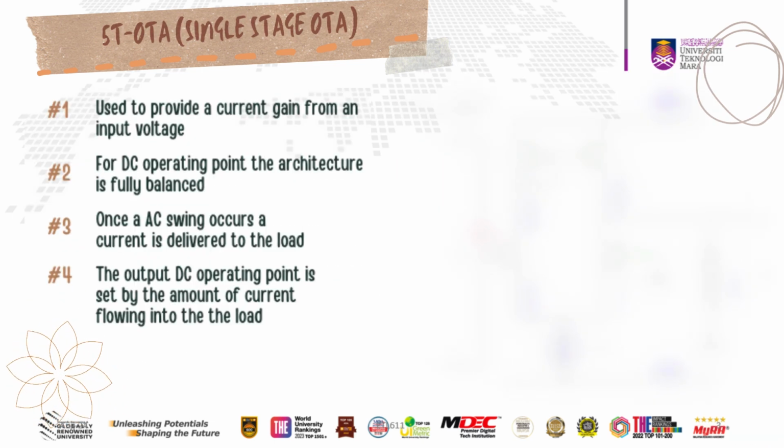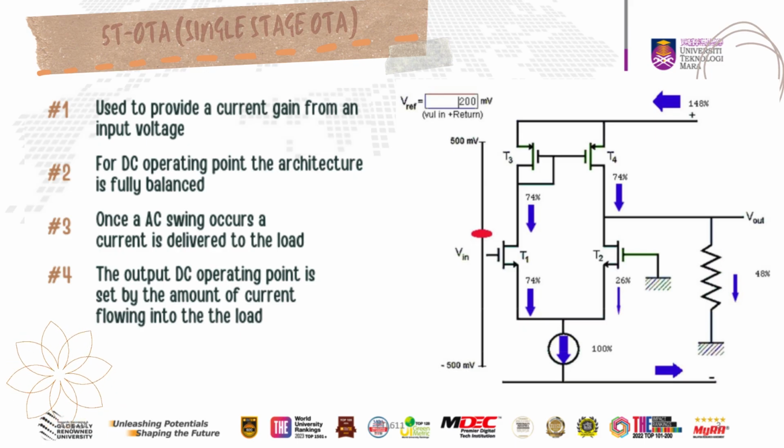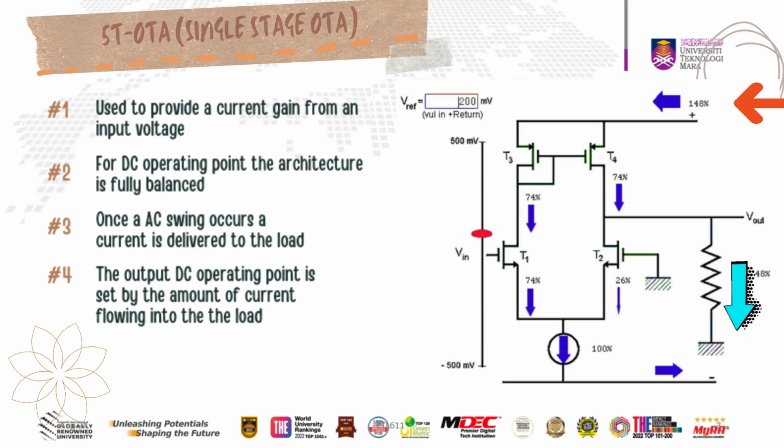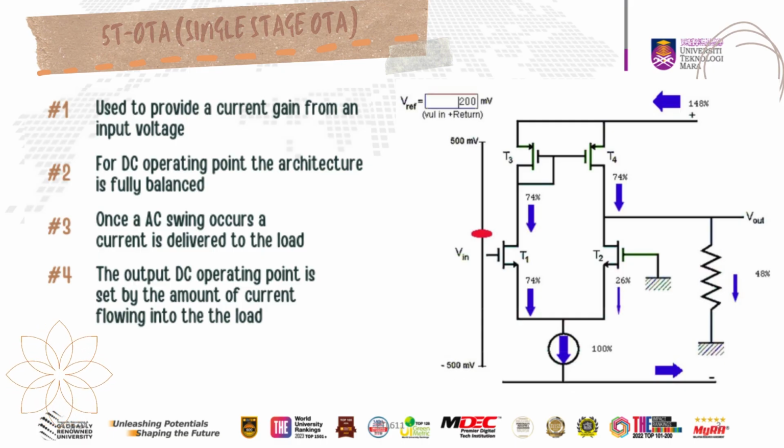The circuit diagram here includes several arrows that depict the direction of current flow. The input voltage Vin is shown to be ranging between 500 millivolt to negative 500 millivolt. At the 200 millivolt input applied, the current output is 48% of the total 148% of input current supplied by the voltage supply. In other words, 148% of input current supplied will have a 48% of output current.